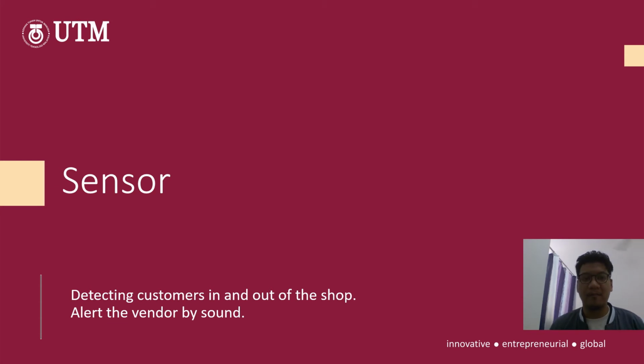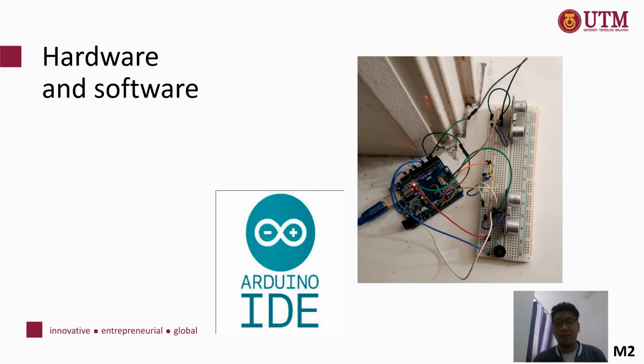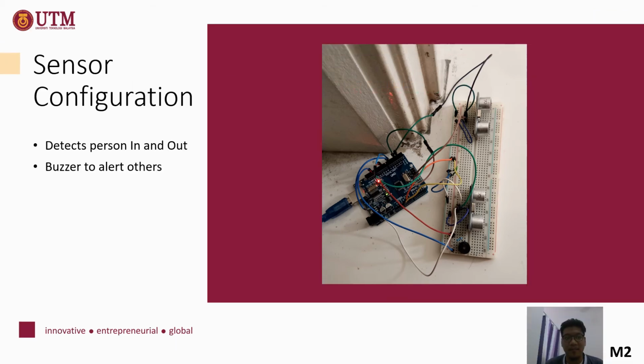Hi, I'm Iskandar. So I will present about the sensor, which is my part. First of all, the sensor is to detect a person, a customer, going in and out of the shop, and to let the vendor know by sound. This is the hardware and software. The software I use is Arduino IDE, and the hardware I use is, as you can see there, 2 sensors and 1 buzzer.